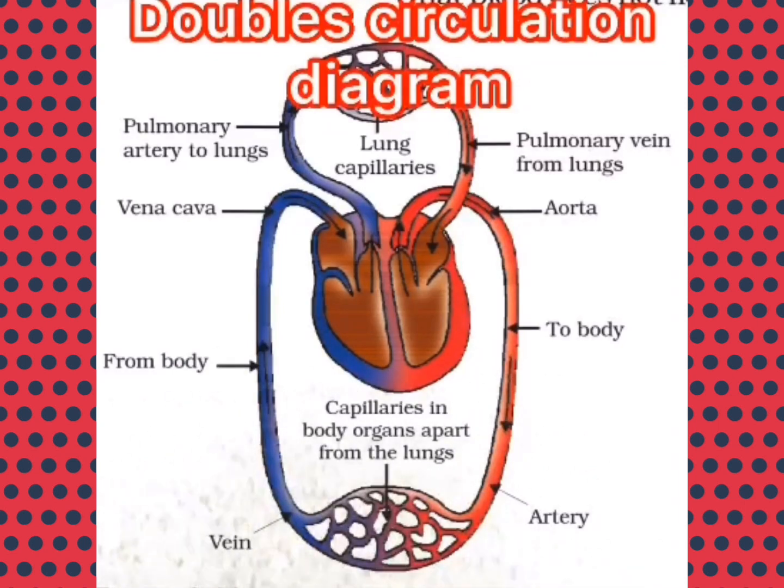Animals like amphibians and reptiles maintain their temperature according to their environment. So the mixing of the blood they can tolerate.